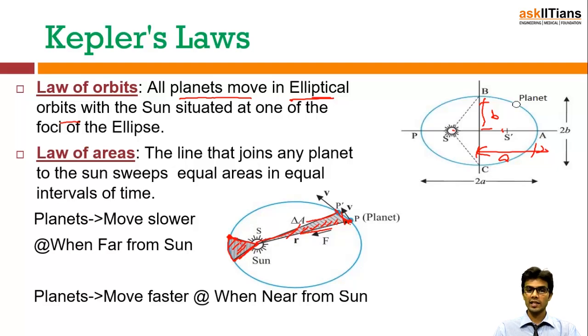That is, planets move slower when far from the sun. Here is the sun, here is the planet, position 1, position 2. When the planet is here, it will move slowly because it has to cover equal area in equal interval of time. So when the planet is far from the sun, it moves slowly, but when it is near to the sun, it moves faster to cover the larger distance to maintain equal area.